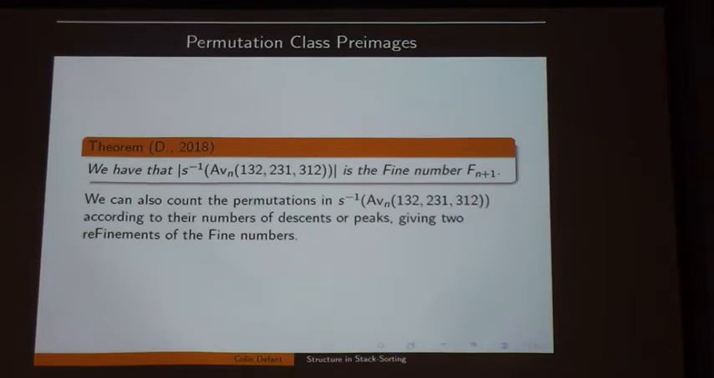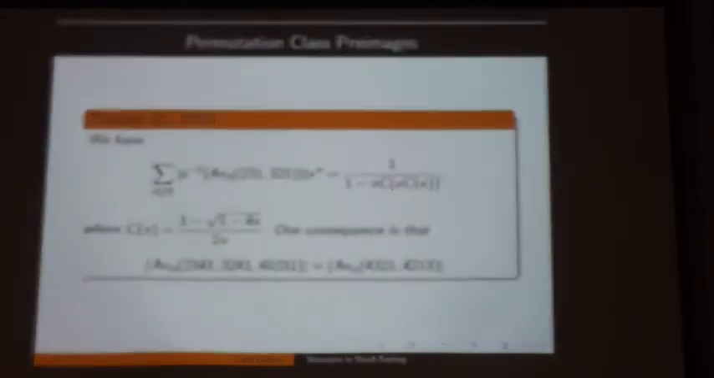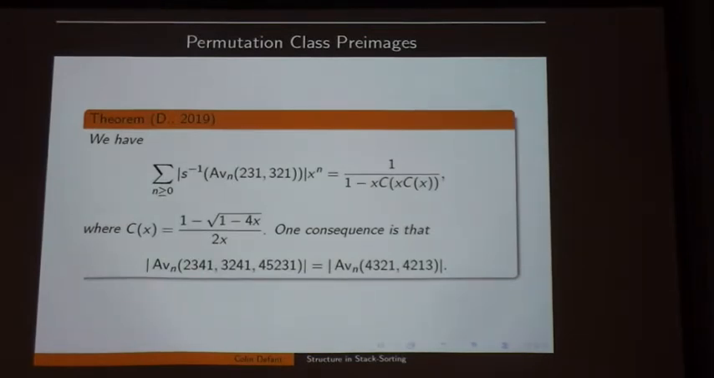We can also look at this. This is the set of preimages of permutations avoiding 2, 3, 1, and 3, 2, 1. And if we form the generating function of this, it turns out to be 1 over 1 minus x c of x, where c of x is the generating function of the Catalan numbers.